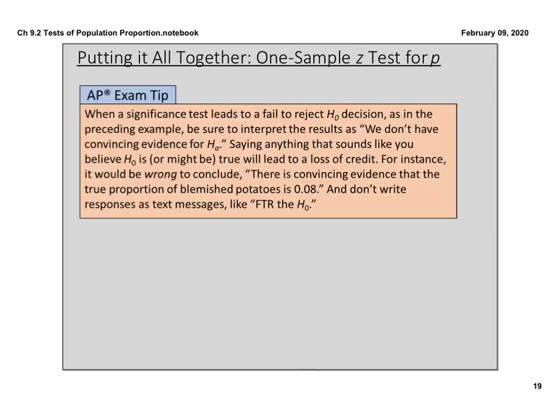All right, AP exam tip here. When a significance test leads to a fail to reject decision, as in the preceding example, be sure to interpret the results as we don't have convincing evidence for the alternative. Saying anything that sounds like you believe H0 is true leads to a loss of credit. So you're not saying that you think H0 is true; the sample you just looked at did not provide you convincing evidence that the alternative was true. So it would be wrong to conclude there is convincing evidence that the proportion of blemishes is 0.08. You're not saying that. You just don't have enough convincing evidence to say that it's not 0.08.